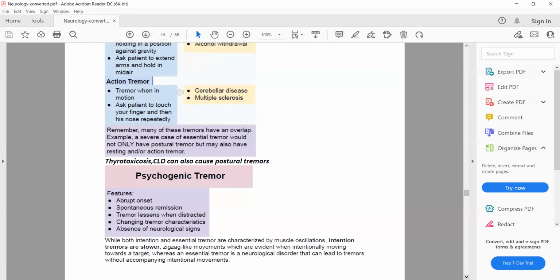How are you going to differentiate between them? Remember that psychogenic tremor and essential tremor, how can they be differentiated? Essential tremor does not disappear when the patient is distracted. On the other hand, psychogenic tremor disappears when the patient is distracted. Why does it disappear? Because the origin of psychogenic tremor is basically a psychological reason. So when the patient is distracted, basically his mind is focused on something else. So that's why psychogenic tremor disappears when the patient is distracted.